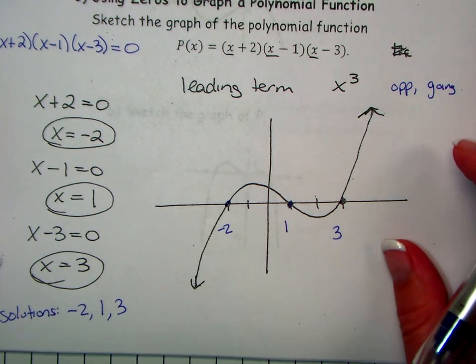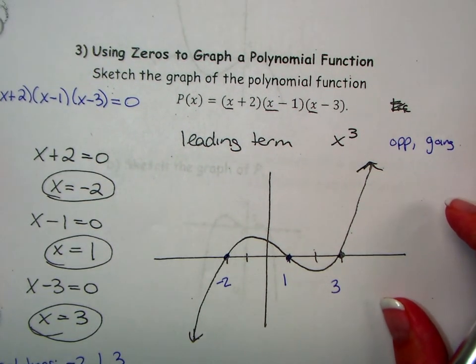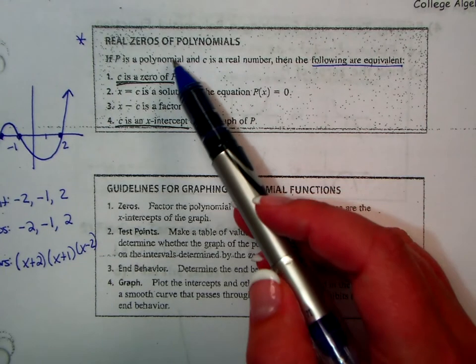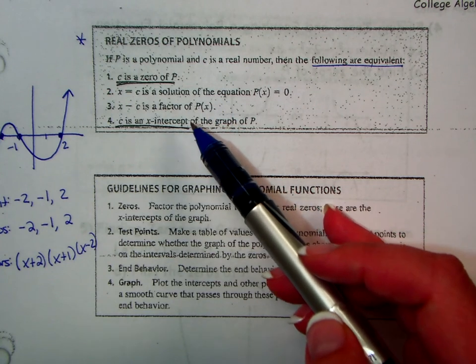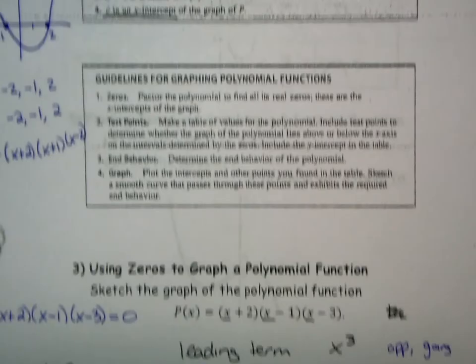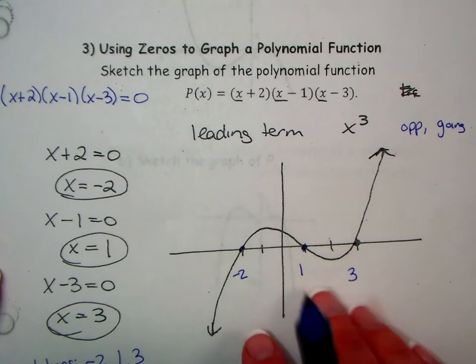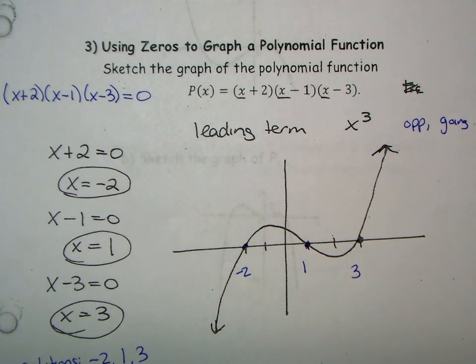Right? So kind of memorize this box up here, right? Know the difference between zeros, solutions, factors, intercepts, and then kind of apply that to graphing these polynomials. I have another very important topic to talk about in the next video, and then another worksheet that is going to really help you solidify what 3.2 is all about.